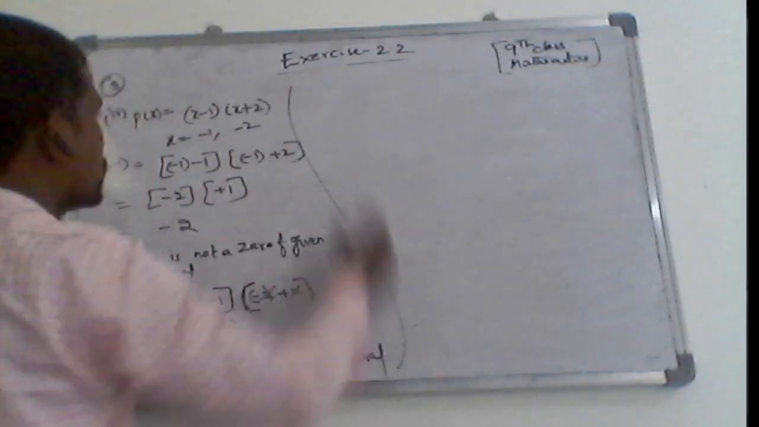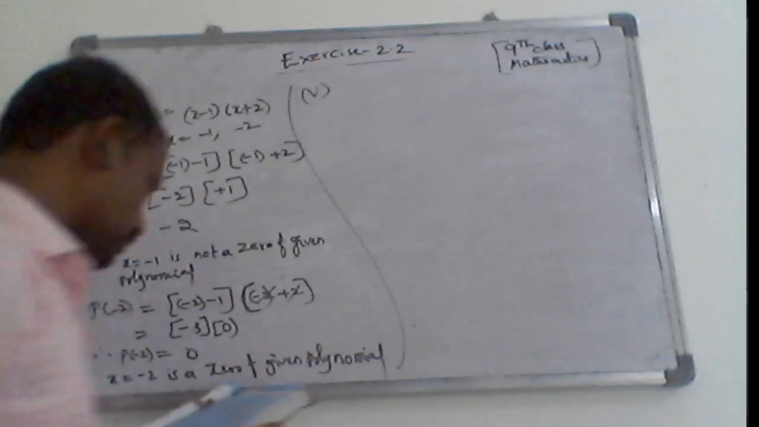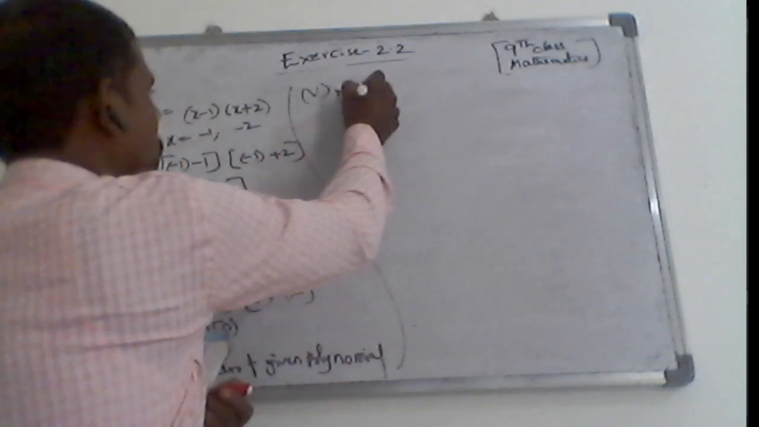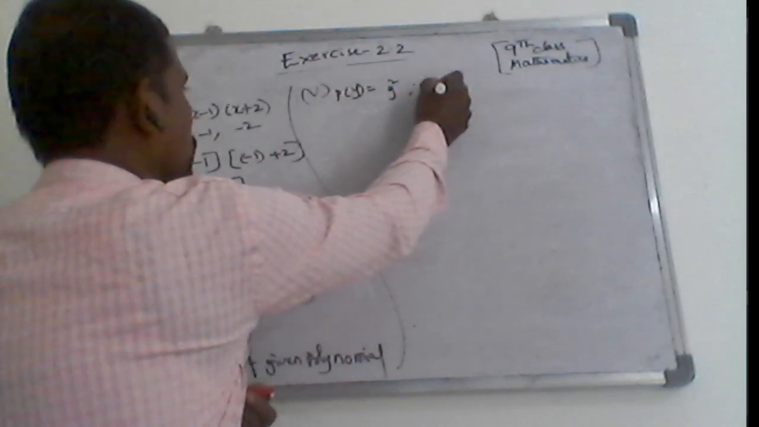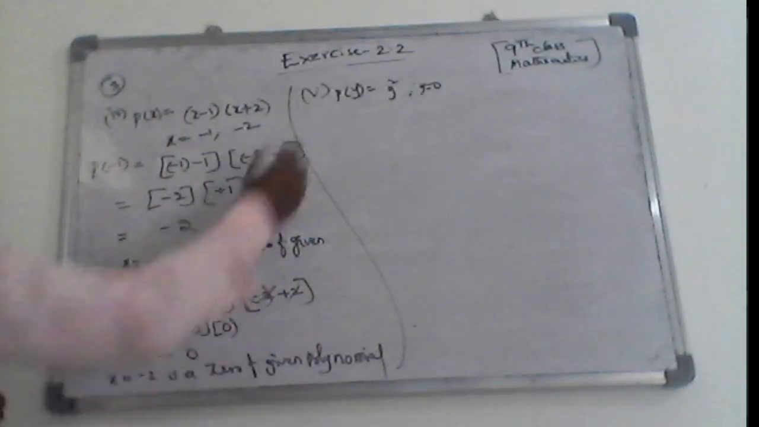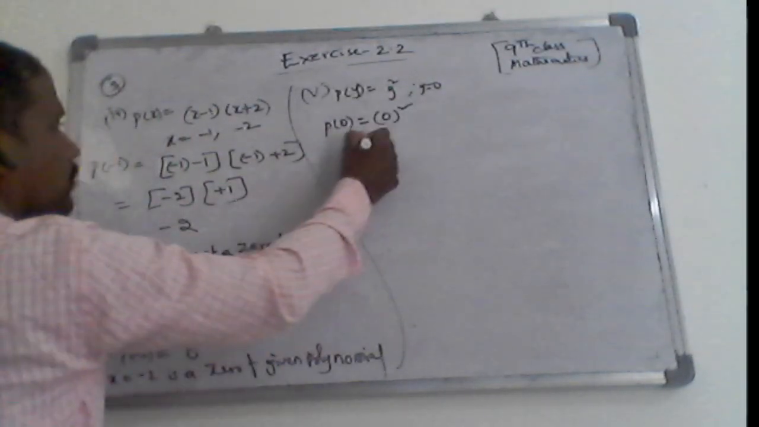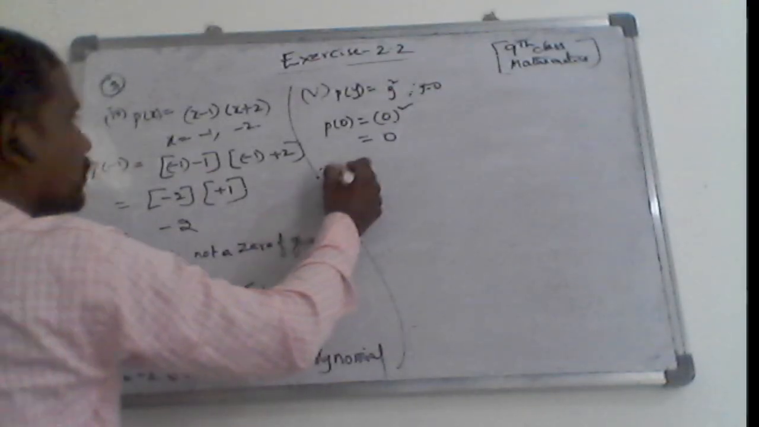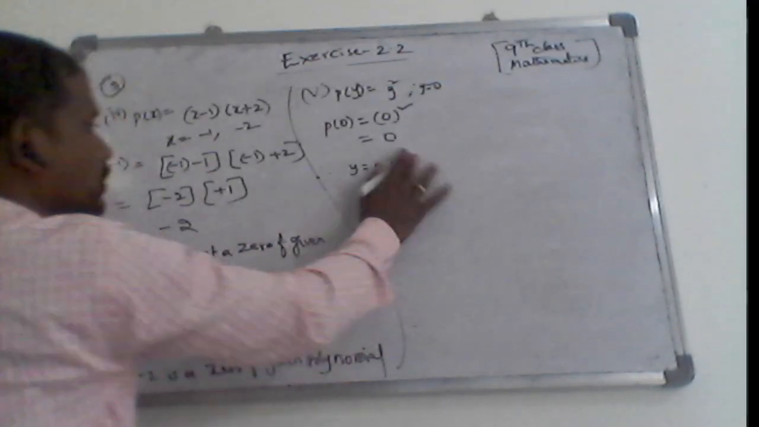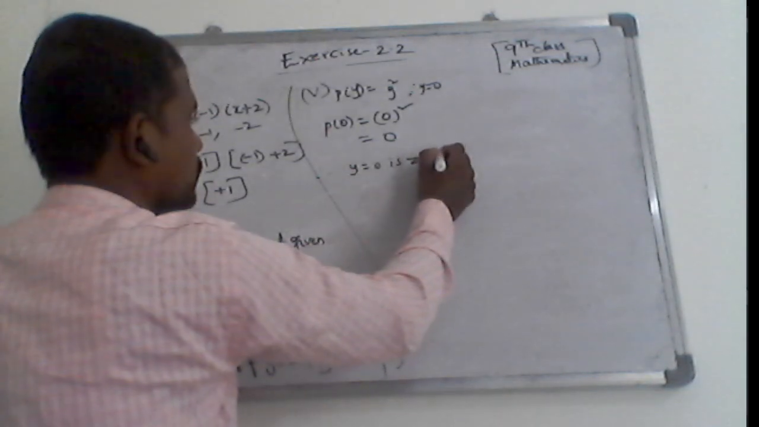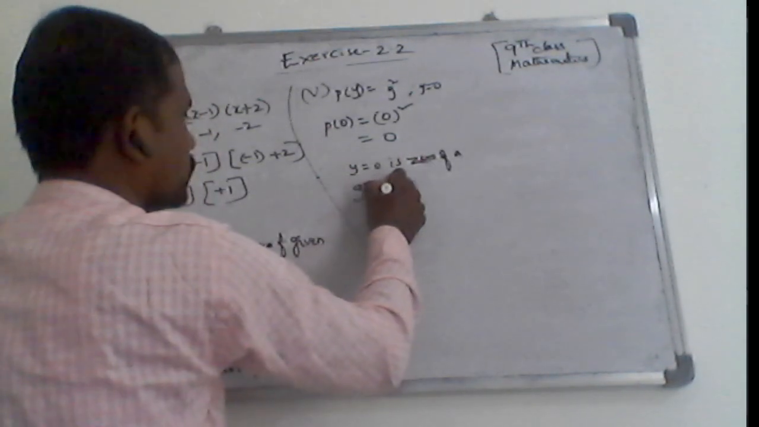Next one, question number 5. P of y equals y square, where y equals 0. So P of 0 equals 0 whole square, which equals 0. Therefore, y equal to 0 is a zero of the given polynomial.